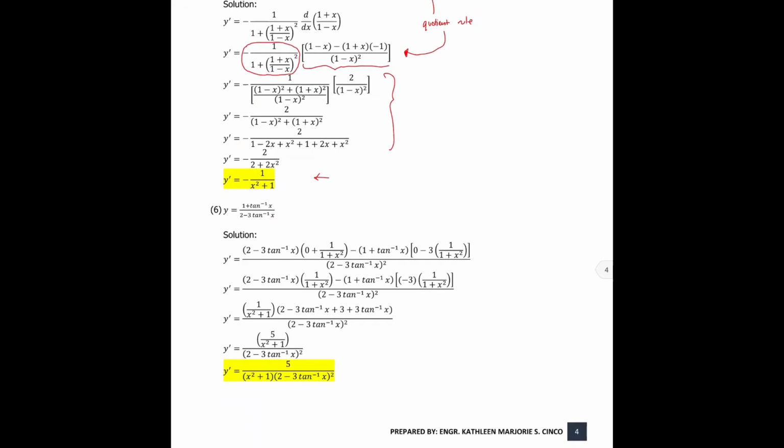So, simplification lang ni siya, class. Then, ang atong answer is kanina, very short na, or the simplest form of the answer.